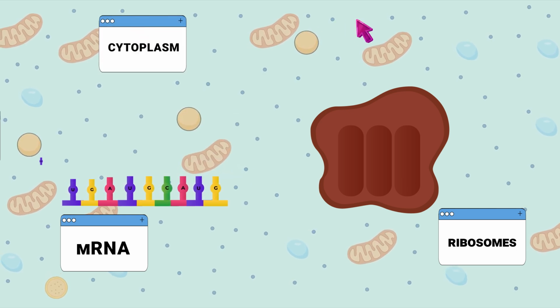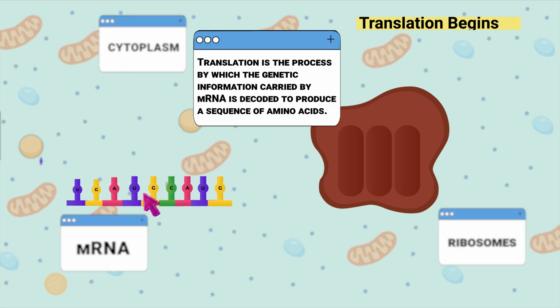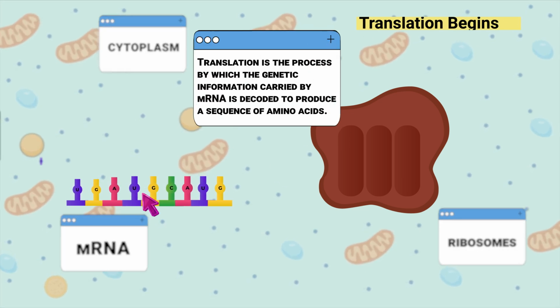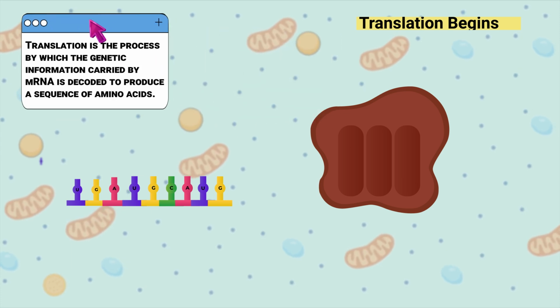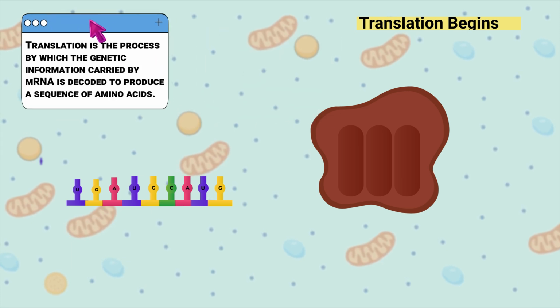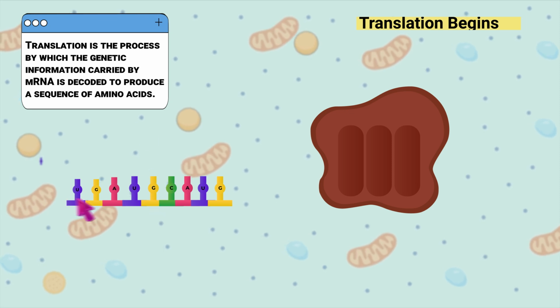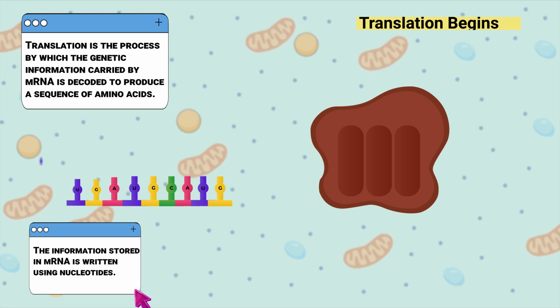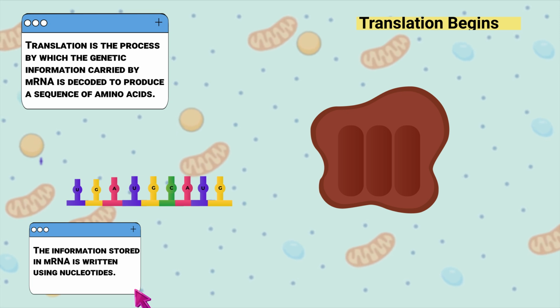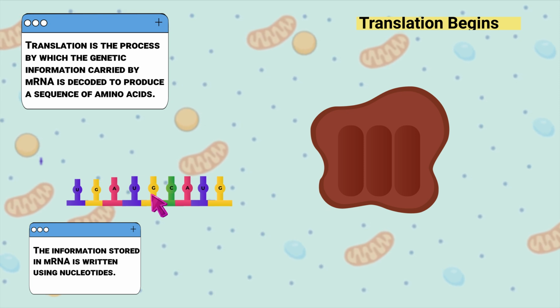The second stage of protein synthesis is known as translation. Translation is the process by which the genetic information carried by mRNA is decoded to produce a sequence of amino acids. These amino acids will eventually form a protein. But here's the key challenge. The information stored in mRNA is written using nucleotides. Proteins, however, are built from amino acids. So how does the cell convert a nucleotide sequence into the correct sequence of amino acids?